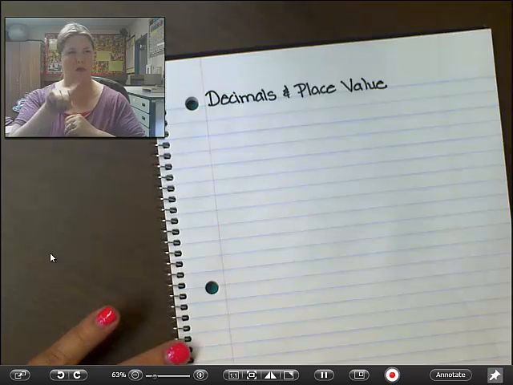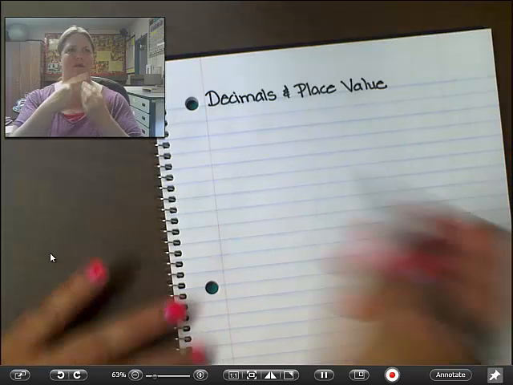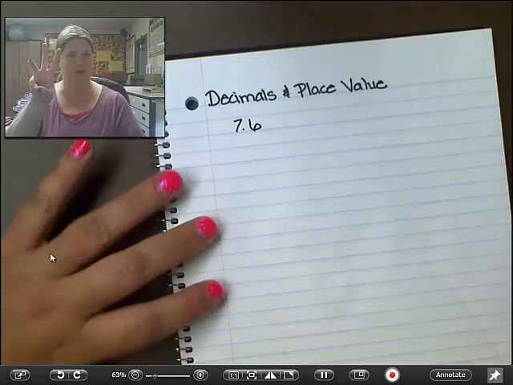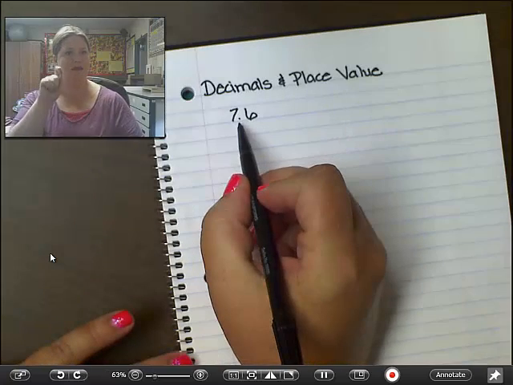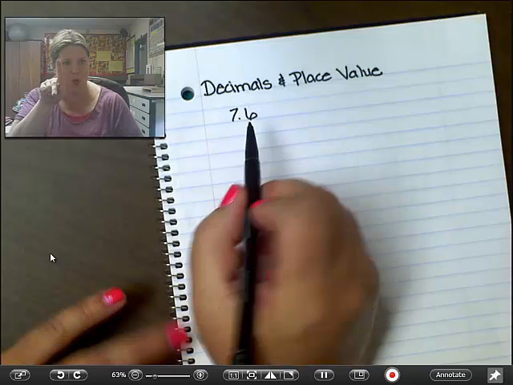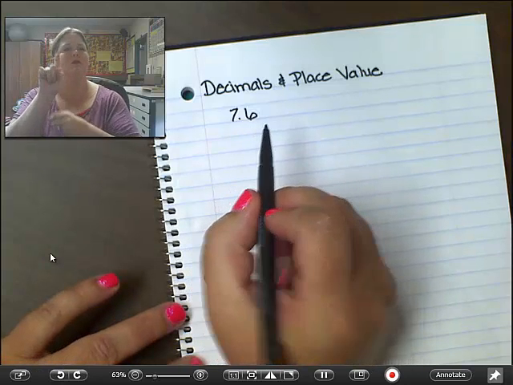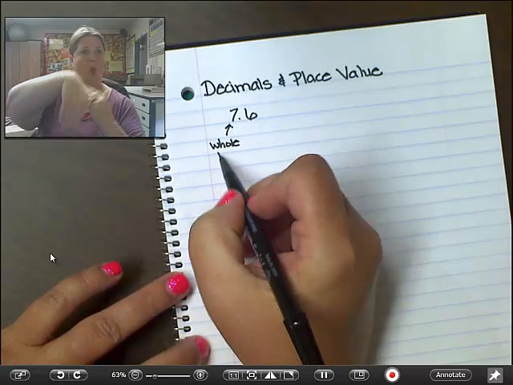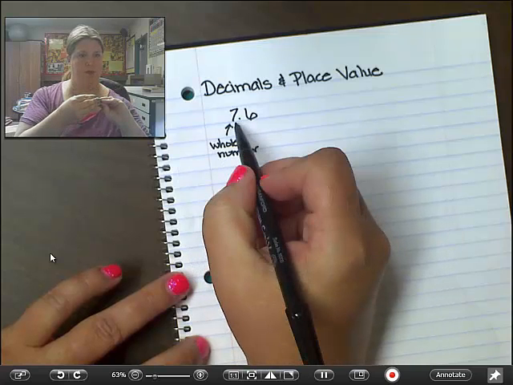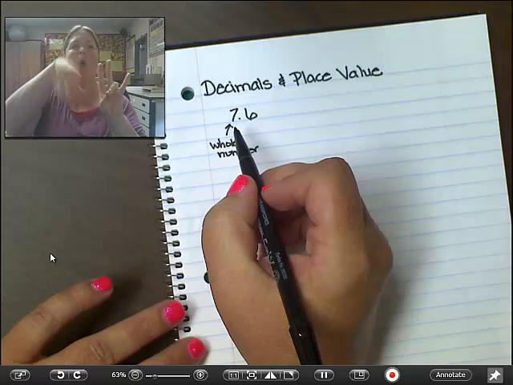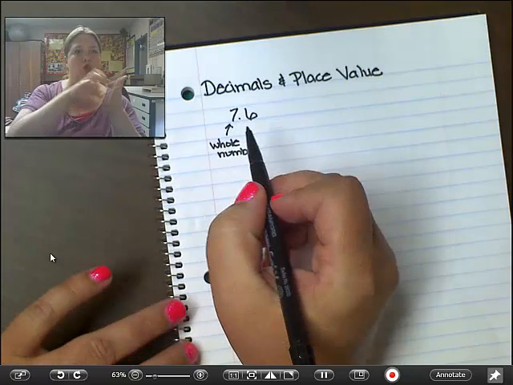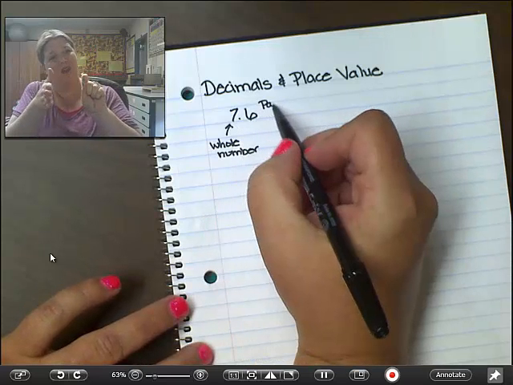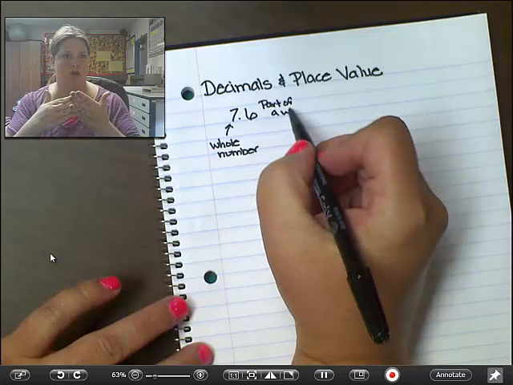Okay, you guys should already know a lot about decimals, and a lot of the times when you see them, such as 7.6, you know that's a decimal because it has a decimal point in it. What you need to know are the different parts of this actual number. On this side is the whole number. That means that I have 7 whole something. 7 whole dollars. I ate 7 whole cookies. 7 something. On the other side, now we're talking about a part of a whole.